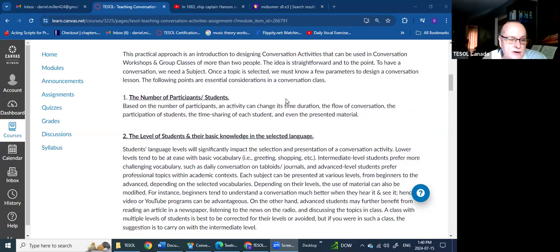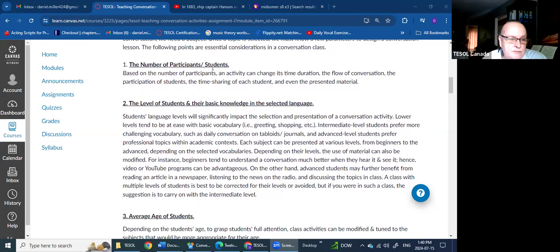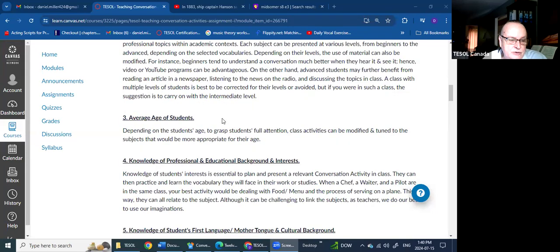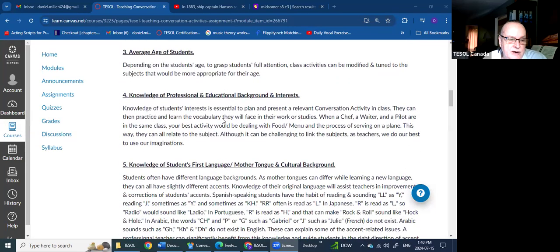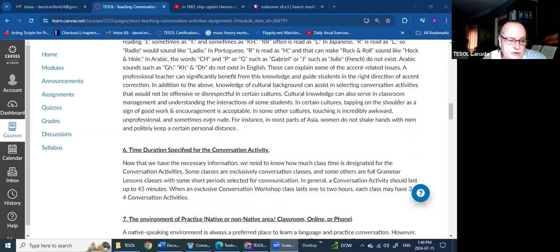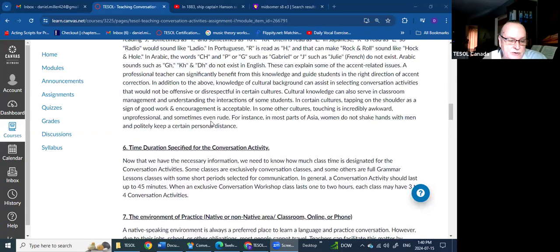Now this goes on and gives you many different headings and categories that they want you to add in details about in your conversation activities. So the number of participants or students, the level of students and their basic knowledge in the selected target language, the average age of students, the knowledge of professional and educational background and interests, and all these other topics. They're all listed here, and you can see them when you go to the Canvas platform.